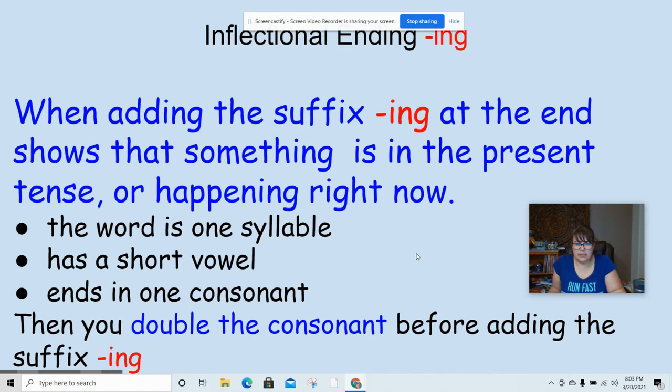So now we're going to look at the rule for the suffix -ing. When adding the suffix -ing at the end of the word, it shows that something is happening right now, or in the present tense. Now there's 3 things that we have to look at in the word. Is it 1 syllable? Does it have a short vowel sound? And does it have only 1 consonant at the end of the word? Now, if it has all those 3, then we need to double the consonant before we add the suffix -ing.